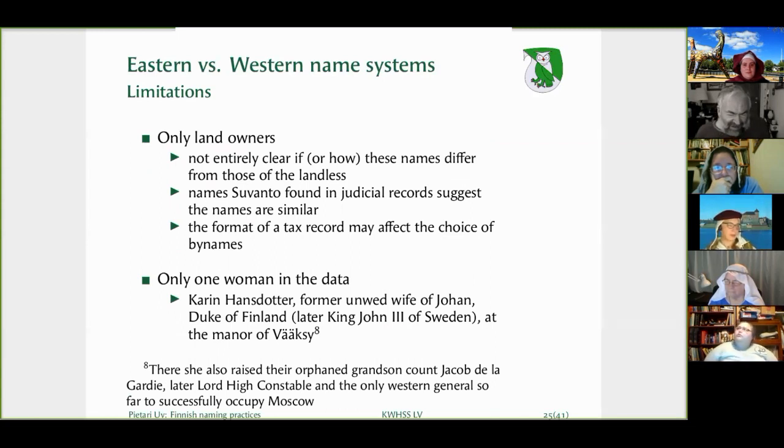There are some limitations in the data. First of all, since it's the 2 tax records, it only lists the landowners, although it's not entirely clear how much this affects it. Data from judicial records suggests that the names of landless people didn't differ that much from that of the farmers themselves.